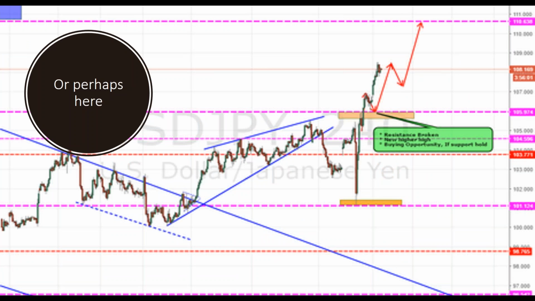Or perhaps here. Could be a roadmap. If I told you it was a roadmap, not an asset, and took off the Japanese yen and put on some name of a town, it would look just like a roadmap.